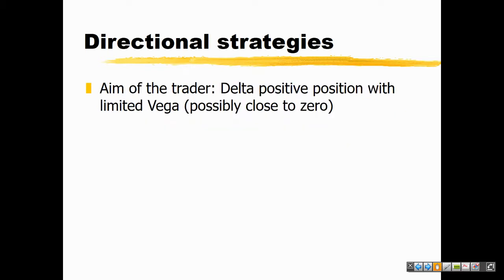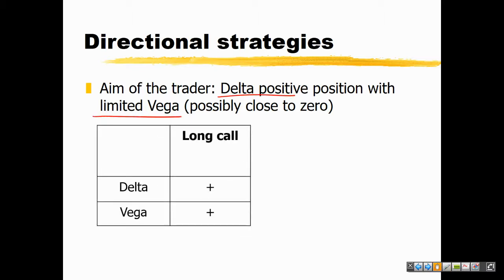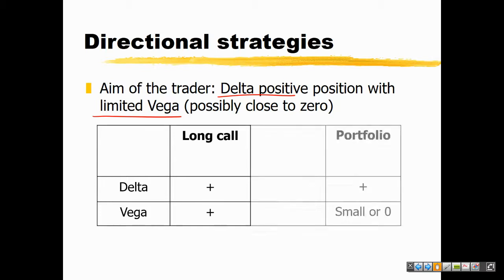So the name of the game here is the following. The trader wants to achieve a position which remains delta positive, but at the same time has a limited Vega, possibly relatively close to 0. So I start by buying a call option, and I see that if I buy a call, I am delta positive and Vega positive.